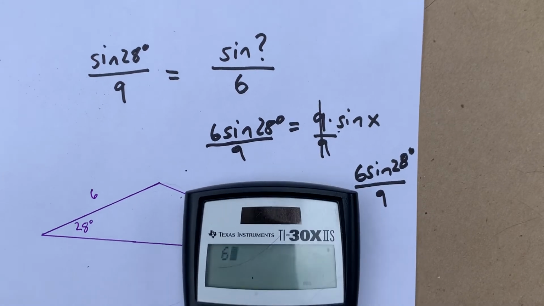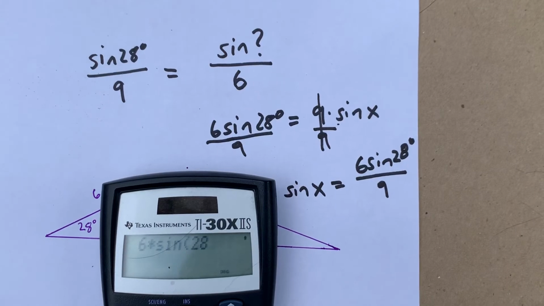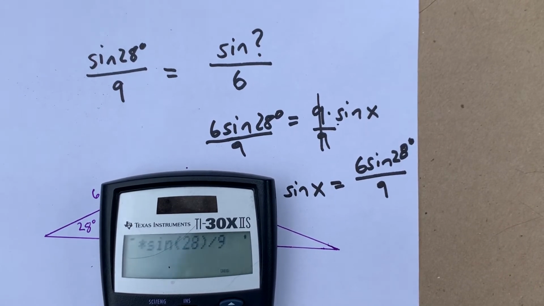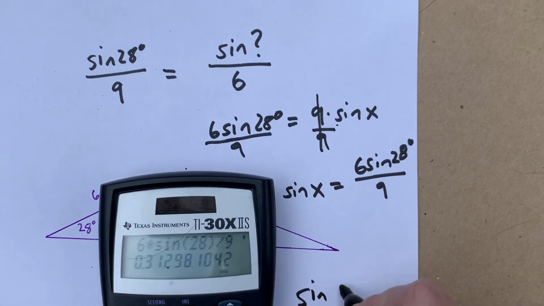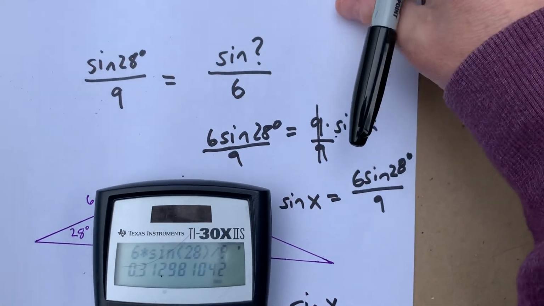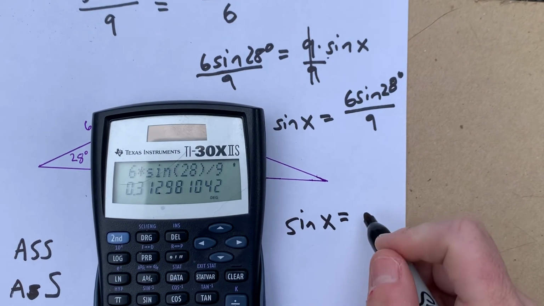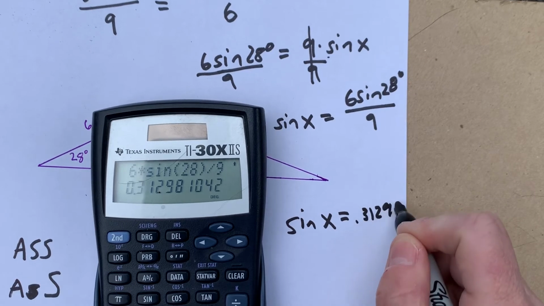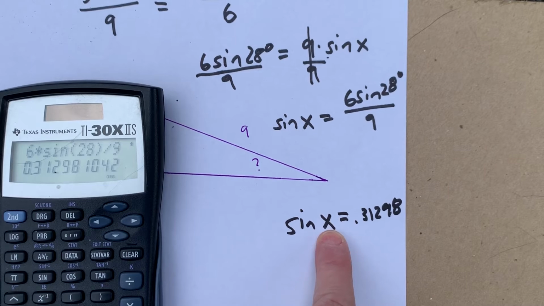6 times sine 28 degrees divided by 9. Okay, so I get this value that sine of some angle is equal to 0.31298. And my question now is, how do I find the angle?